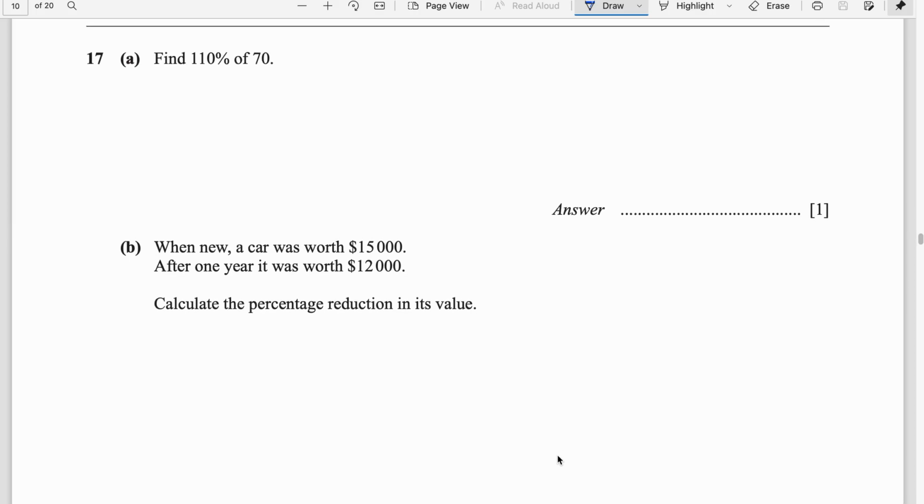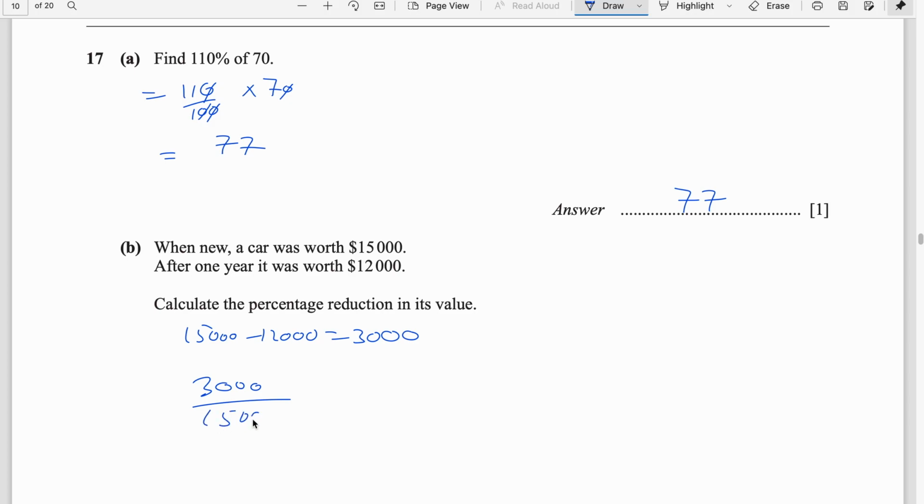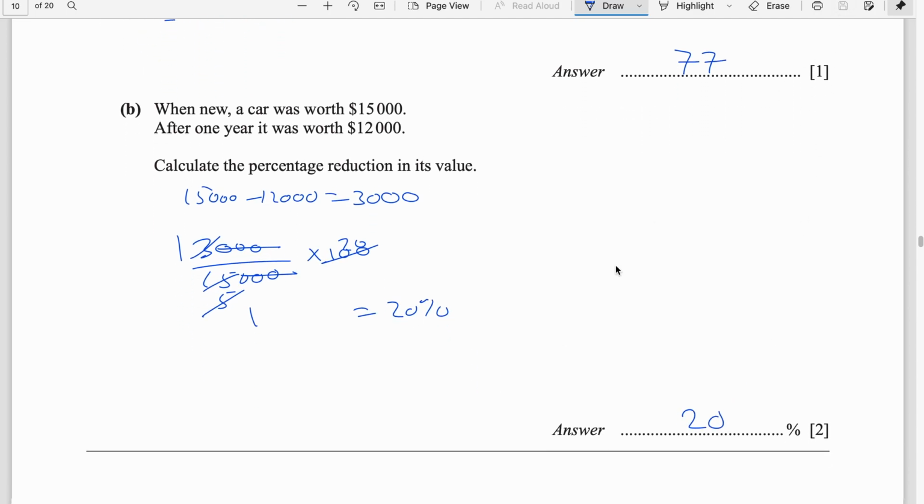Question number 17. Find 110% of 70. So 110% of 70: 11, 7 times is 77. When a new car was worth 15,000, after 1 year it was worth 12,000. Calculate the percentage reduction. So 15,000 minus 12,000, there was a reduction of 3,000, and 3000 by 15,000 times 100 is 20%. So 20% reduction.